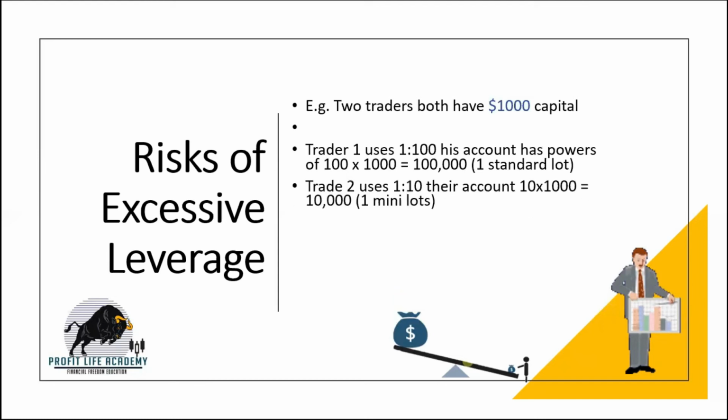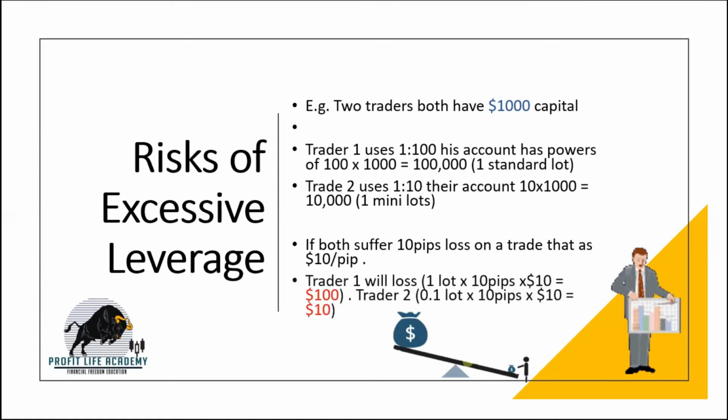Trader two uses 1:10, and their account now just amounts to mini lots, which is 10,000 units of a currency. You need to go back to the previous video to understand the different types of accounts, which is your standard lots, mini lots, micro lots, and nano lots, to understand this example a little bit better. But anyways, let's continue. If both traders suffer a 10 pip loss on a trade that has a pip value of $10 per pip, right?